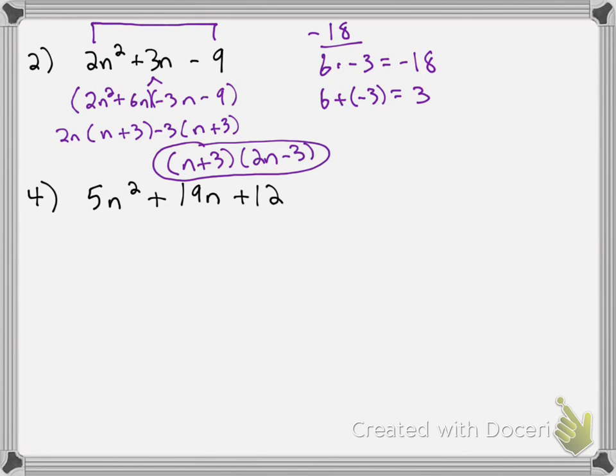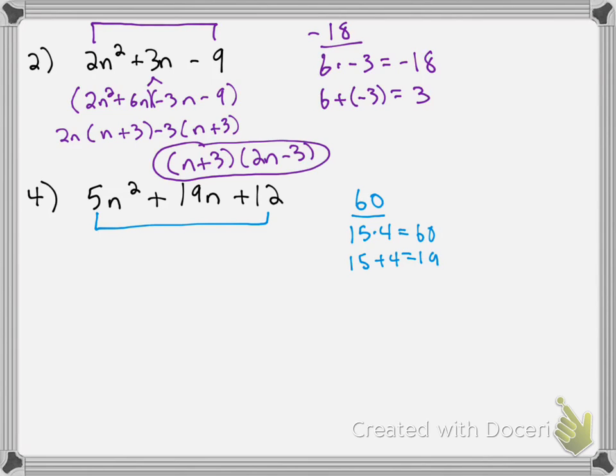Alright, last, I'm going to have 5n squared plus 19n plus 12. No GCF. Going to do my AC method. 5 times 12, that's going to give me 60. So I need two factors of 60 that add to give me 19. Well, let's think about factors of 60. We got 6 and 10, right? Well, 6 and 10 is not going to work. But what is going to work is 15 and 4. 15 times 4 gives me 60. 15 plus 4 gives me 19.